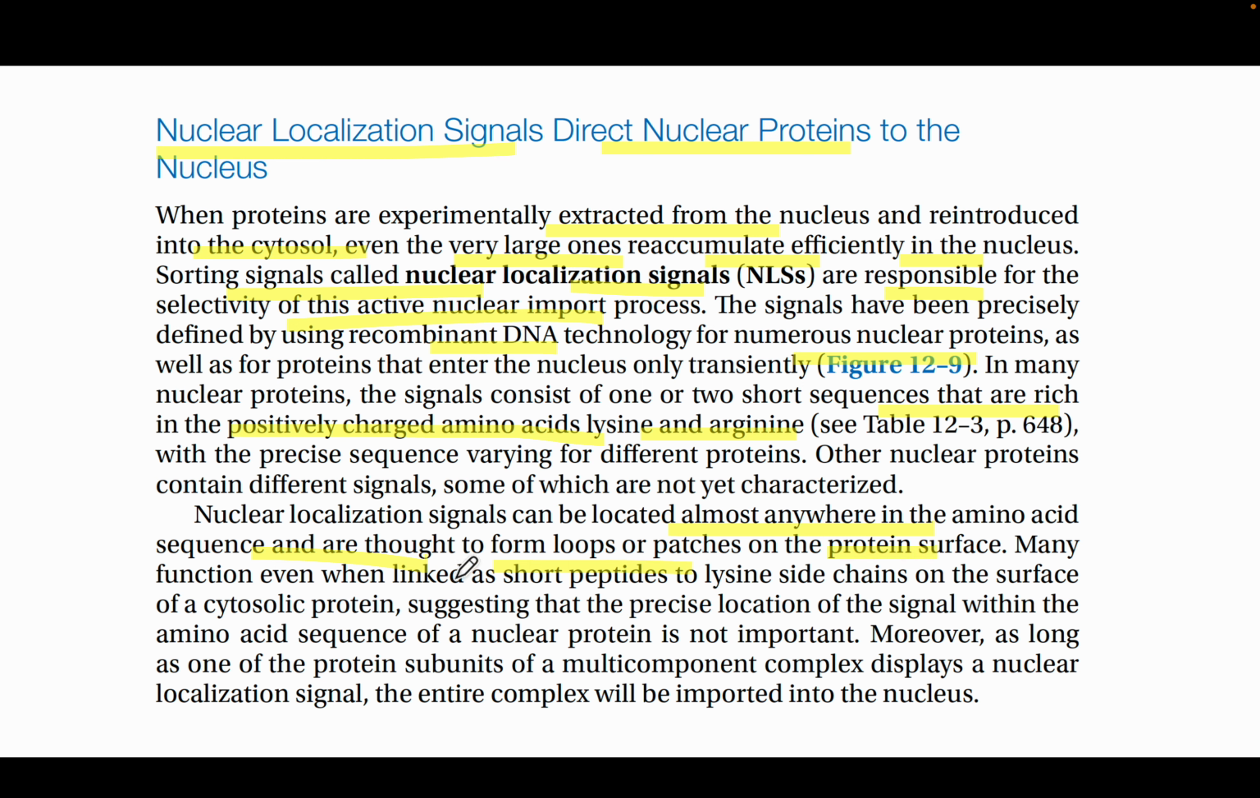Many function even when linked as a short peptide to lysine side chains on the surface of a cytoplasmic protein, suggesting that the precise location of the signal within the amino acid sequence of a nuclear protein is not important. Moreover, as long as one of the protein subunits of a multi-component complex displays a nuclear localization signal, the entire complex will be imported into the nucleus. So it's important to have the nuclear localization signal, that is, positively charged lysine and arginine.